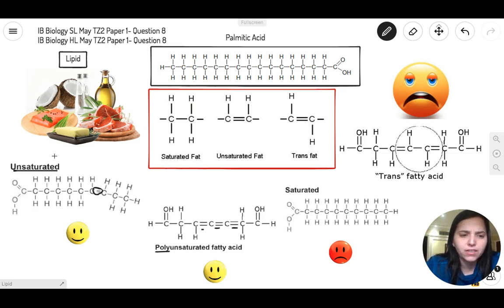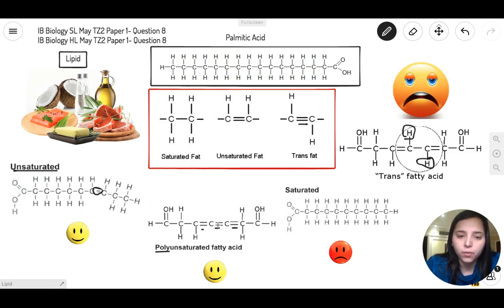Now, because they are considered healthy, factories are trying to twist things around and make it look like it's a good fat. That's what they've done to trans fat. Trans fat also has a double bond because they're trying to make it just like these guys. But in the middle of this manipulation, there are things that are not exactly the same. If you look, one hydrogen is on the top and one is on the bottom. You don't see that on the unsaturated fat right here.